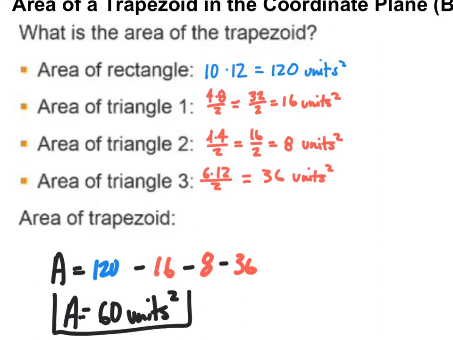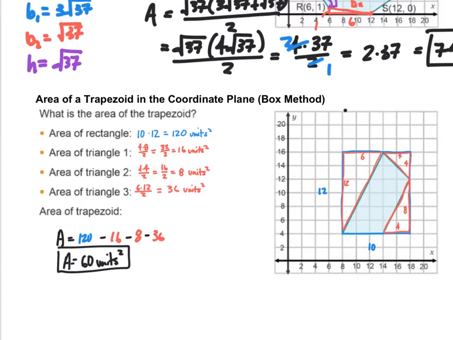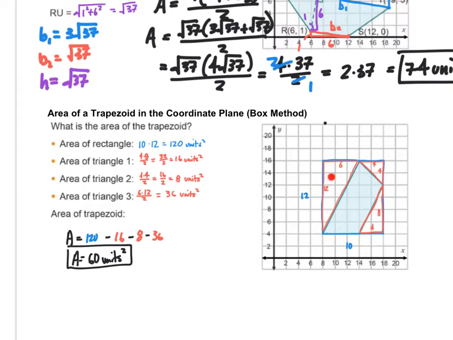So remember, if you find the area of the big rectangle, then you can subtract out each of these individual pieces, and the area that you're left with is the area of the trapezoid, and that's what we have here.